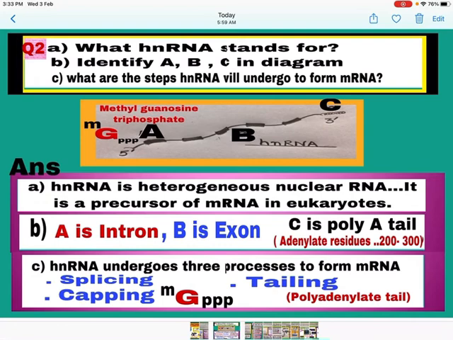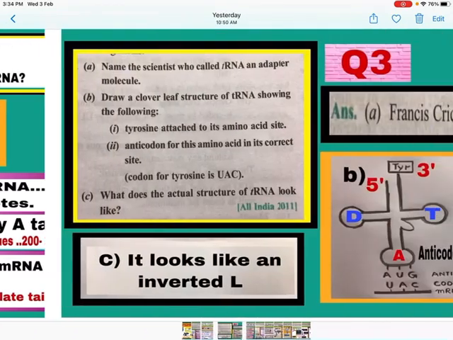Mg with 3-phosphate is added. It is methyl guanosine triphosphate. It is added at 5' end of hnRNA. Third step is tailing. See the diagram at 3' end. Polyadenylated tail or poly A tail is added and finally hnRNA changes to functional messenger RNA.